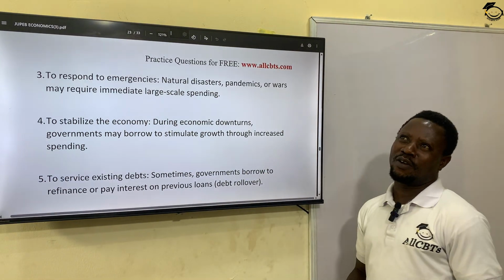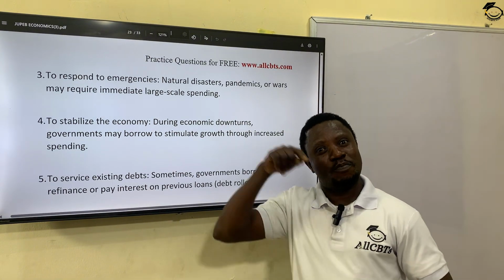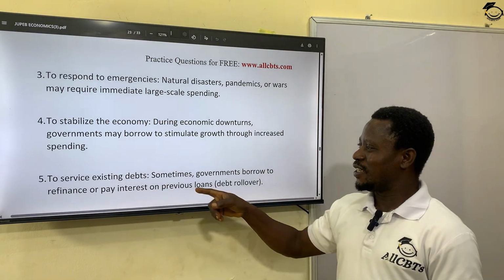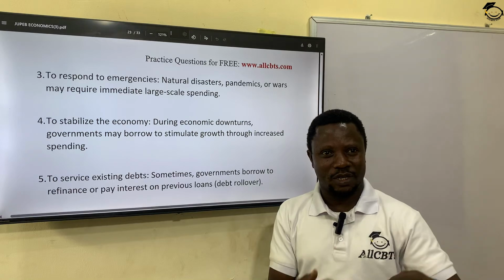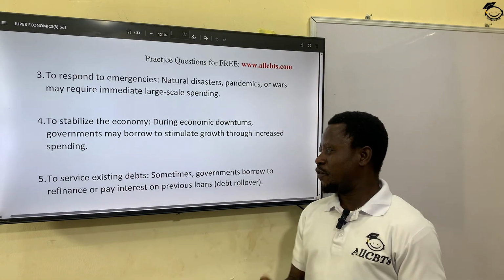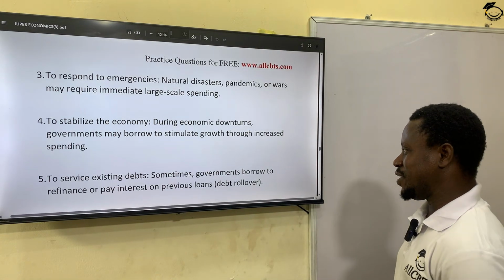In fact, there was a particular government in Nigeria whose only thing they could do was to be servicing the debt, not even paying the actual debt, but they just kept on servicing and servicing. Why? So that the interest will not become compound interest. Compound interest will make the debt double. So to avoid that, you must service your debt by paying the interest.